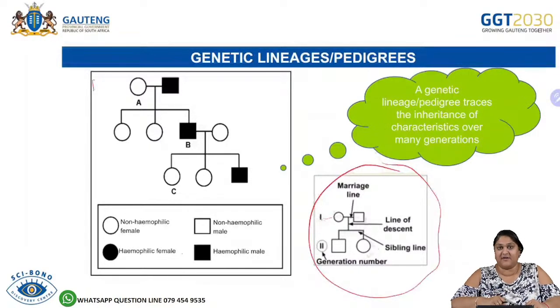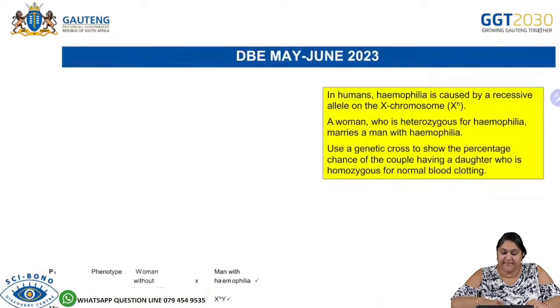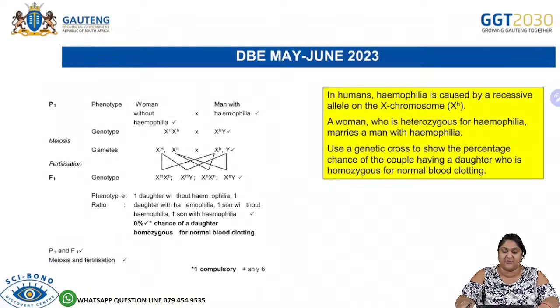These are steps when solving a pedigree diagram. Okay, you can go through them. We have done it in lots of detail. Like I said, we are not going to do paternity testing, but I want to do a question so that we can make sure that we now understand this. So as you can see here, it's a question from the May-June 2023 paper. We actually spoke a lot about this, so I'm just going to go straight to the answer.